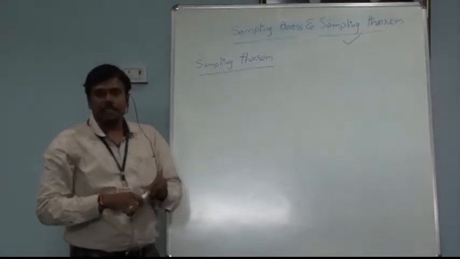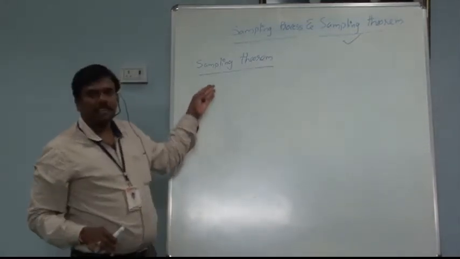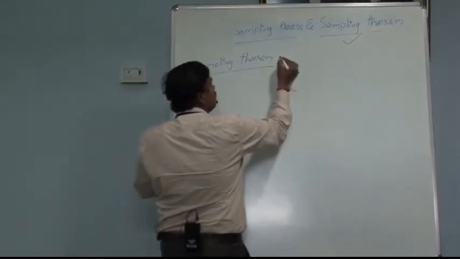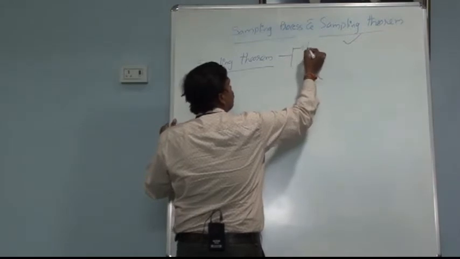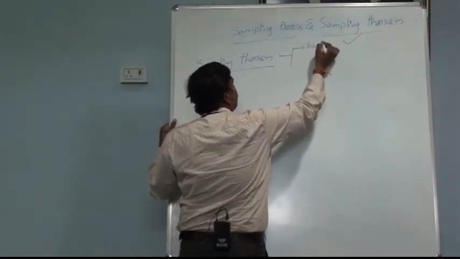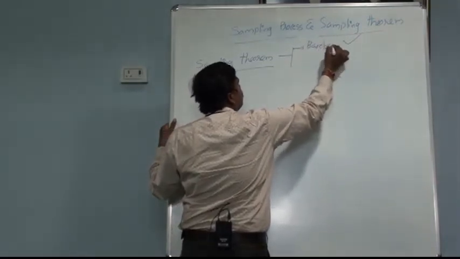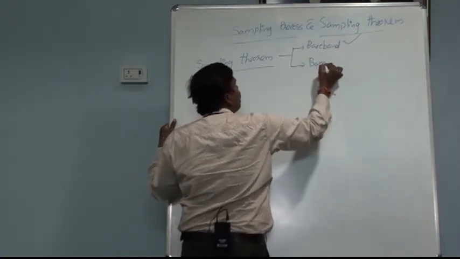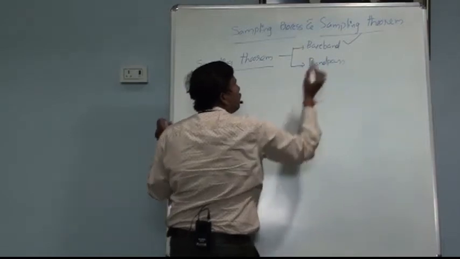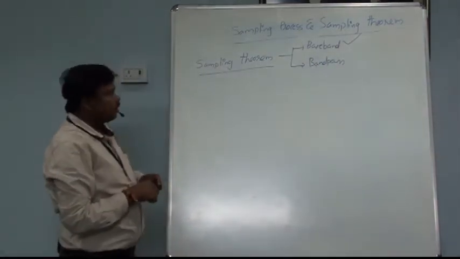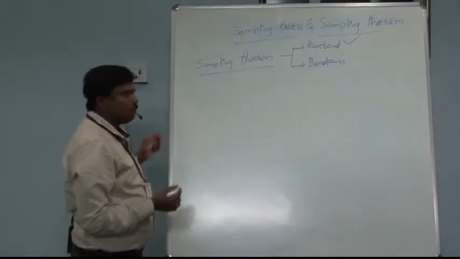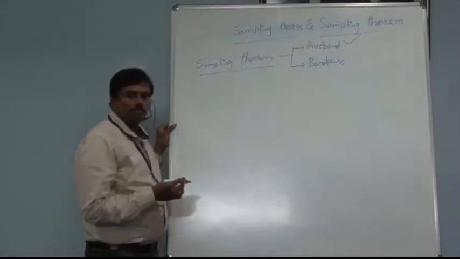What the sampling theorem is telling. The sampling theorem is defined in two ways based on the type of signals. One is for baseband signals, the other is for bandpass signals. So we will discuss the sampling theorem for baseband signals now.